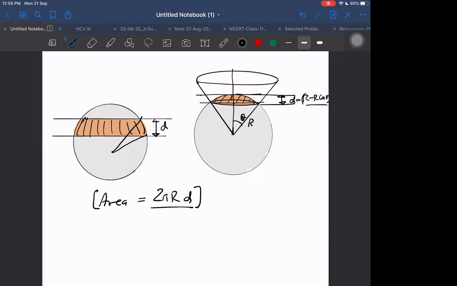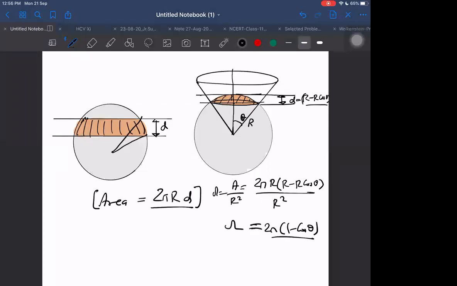Then what is the area? Area is coming out to be 2 pi into r into d, which is r into 1 minus cos theta. That is the area. But I told you area divided by r square will be omega. So what is it? 2 pi into 1 minus cos theta. Yes, sir. That is this. When will you remember it? Never. Now we'll remember, sir.